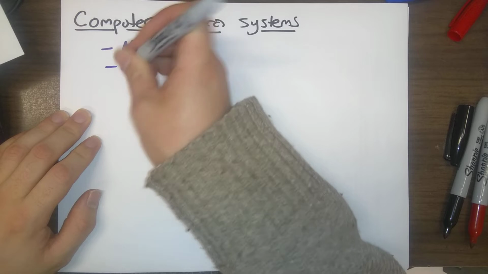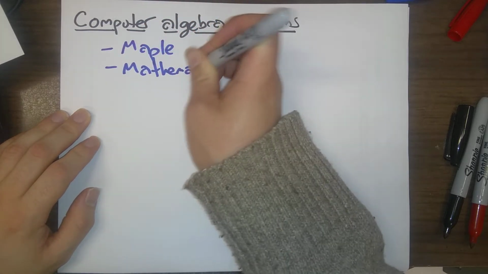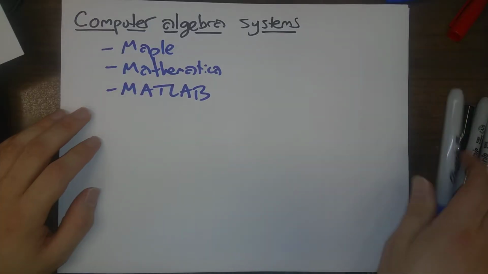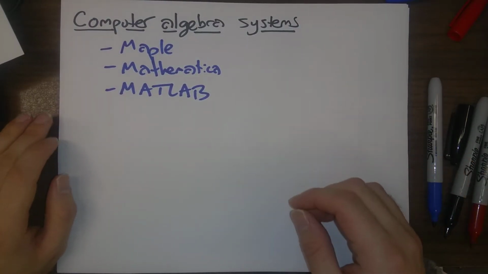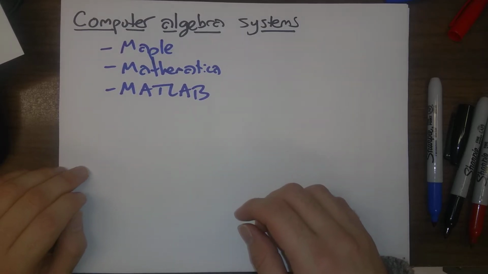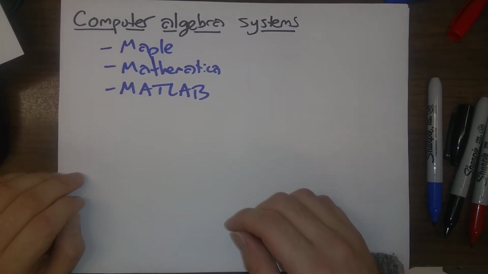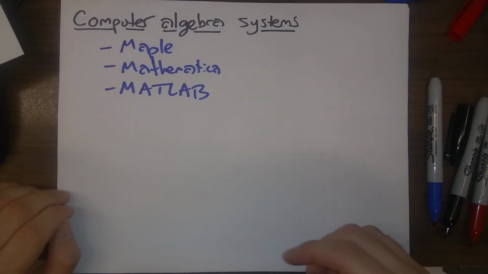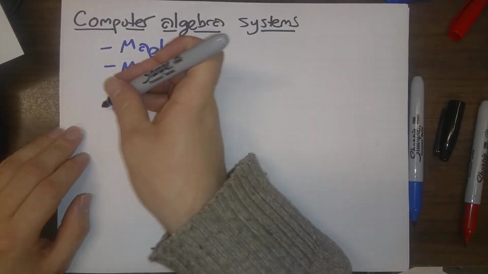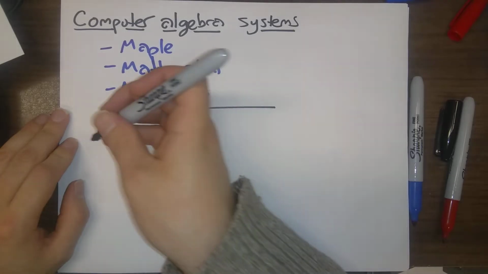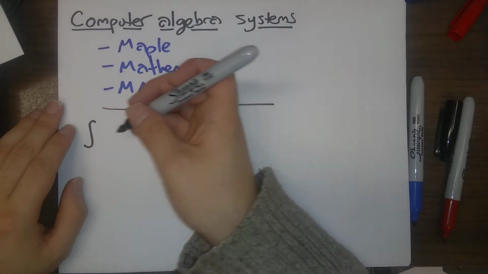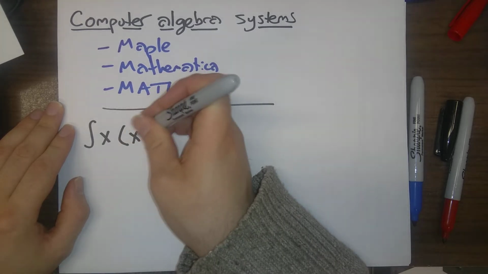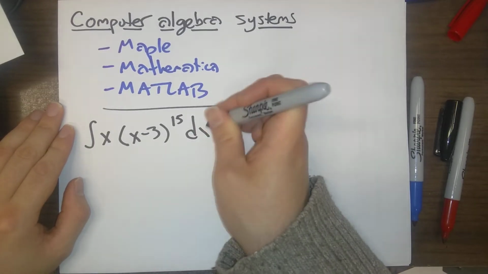So Maple, Mathematica, and MATLAB. Of course, there's other possibilities. There's Wolfram Alpha, and a free online version of Mathematica Online, stuff like that. So these can be good choices. However, it's worth acknowledging their limitations. So one example the textbook gives is, let's suppose I ask you to evaluate the antiderivative of x times (x minus 3) raised to the 15th power dx.